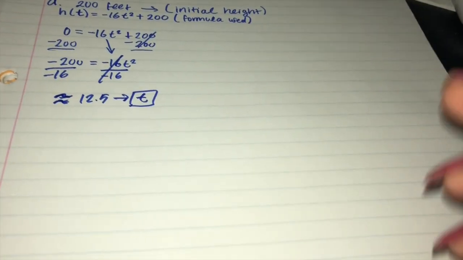Now, that's pretty simple for part A. Now for part B, because we have to figure out how many feet it will fall between 2 to 3 seconds, we use h of 2 and h of 3. Now the h represents the height, and the numbers here represent the seconds that we're going to be estimating between.